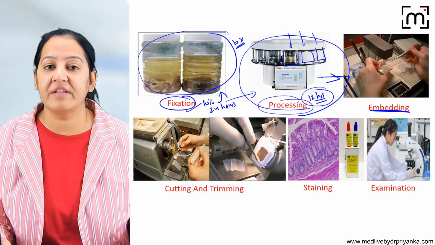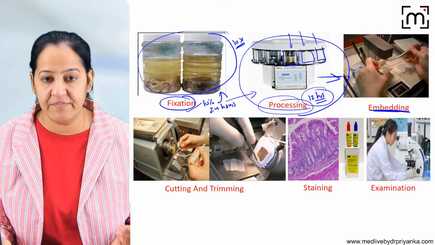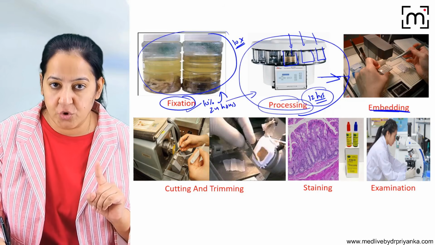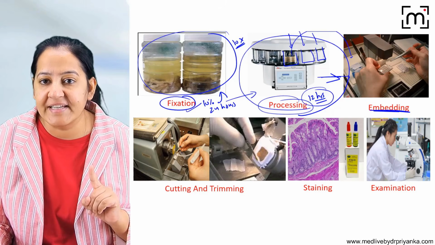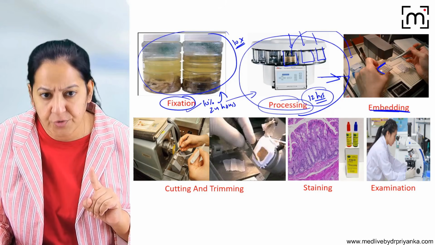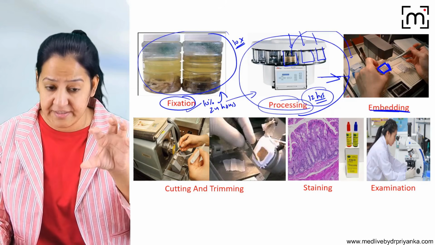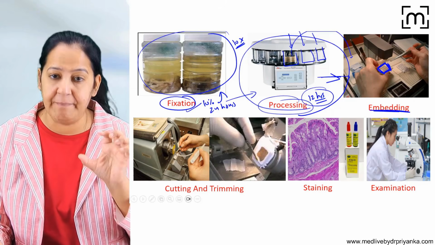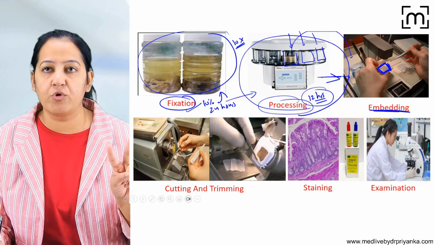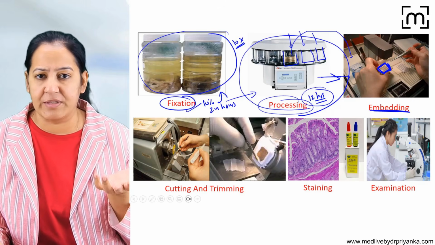After that, we will do embedding. In embedding, what we will do? We will take the tissue out and we will take a cassette. Can you see? This is a cassette. I will show you the videos also. Wait. So have a look. This is a cassette. After the images, I will show you the video so that you have a better understanding. Now, the cassettes are of two types. The plastic cassettes and metal cassettes, both are available.